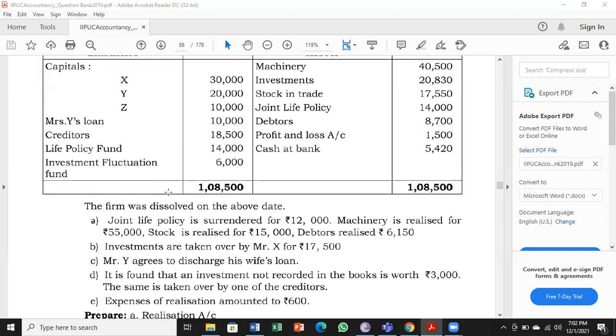Even life policy fund is also similar, like reserve fund, special fund, that is to pay the premium of the life policy. So they create a fund. That is what the life policy fund is all about.